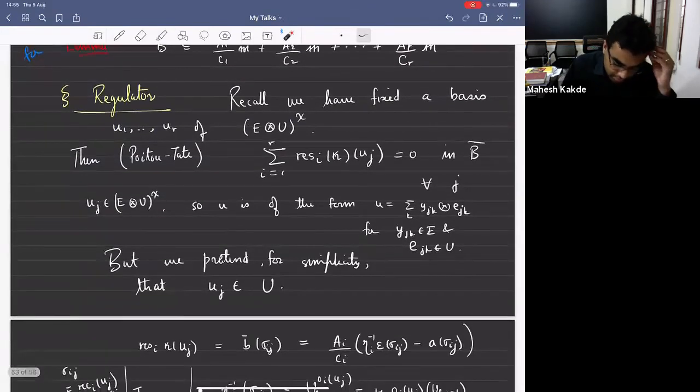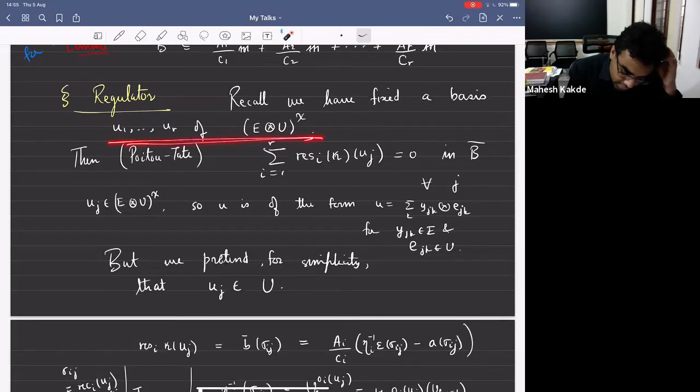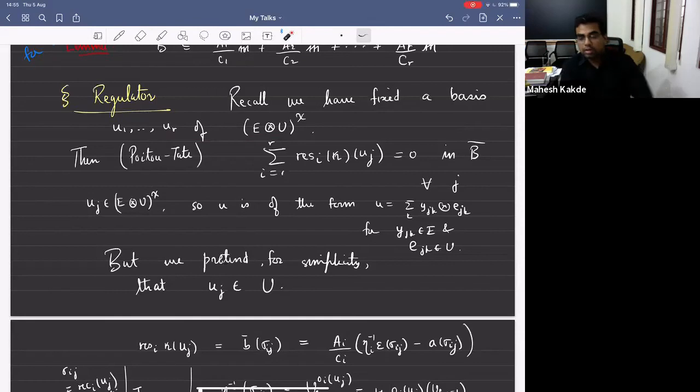So let's go on. Now we want to compute the regulator. Okay, so this is the final stretch. So recall that we have fixed a basis of this E tensored with U chi. And then recall that Poitou-Tate duality gives us this orthogonality between kappa and U's. Okay, so we have this.